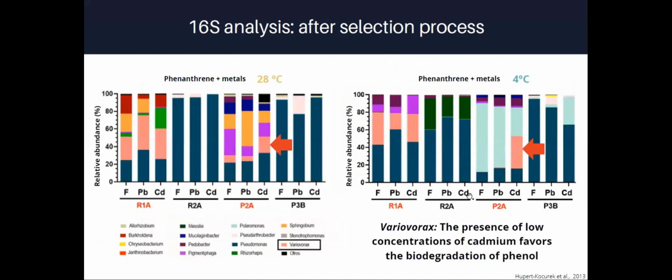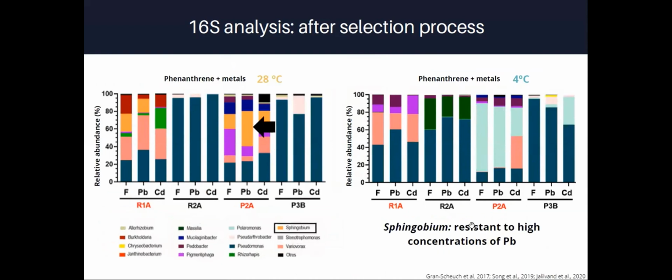In the presence of metals, we found a favoring of the Variovorax genus, and it has been reported in this genus that low concentrations of cadmium favor the biodegradation of phenol, which is a petroleum derivative. We can also see a favoring of Sphingobium genus in the presence of lead, and this is a genus that has been strongly reported as resistant to this metal.